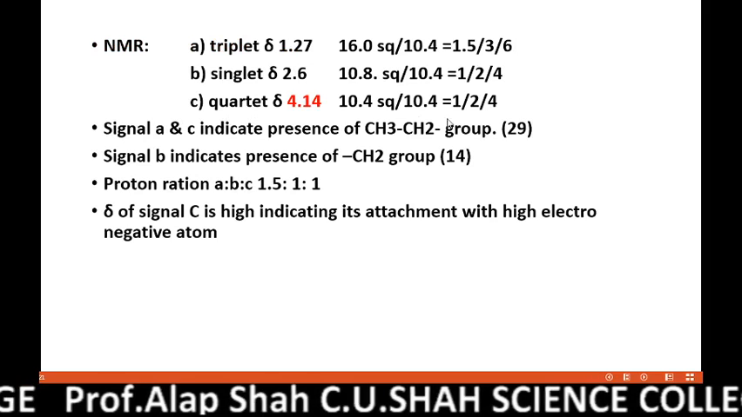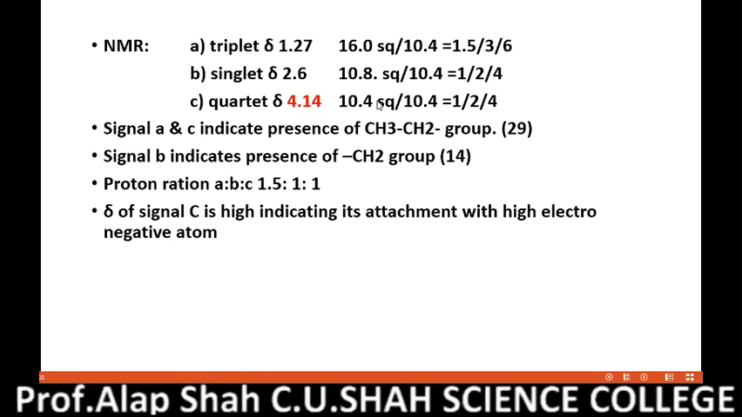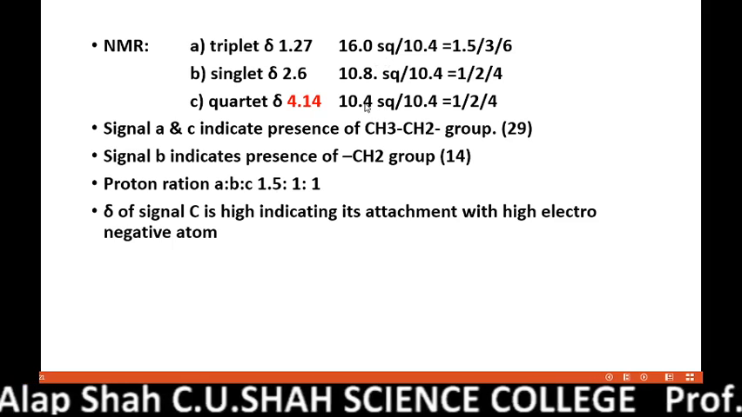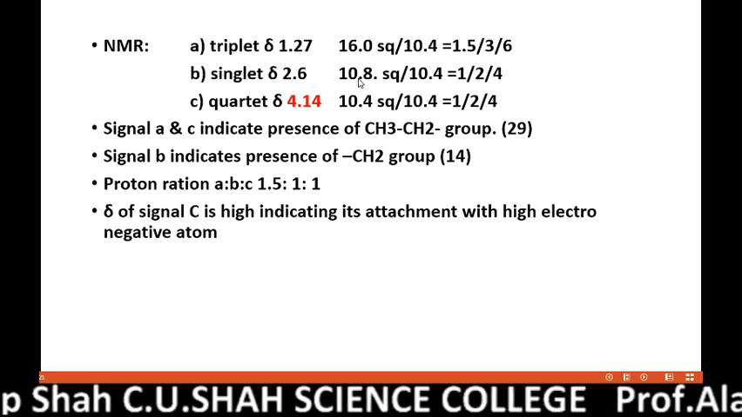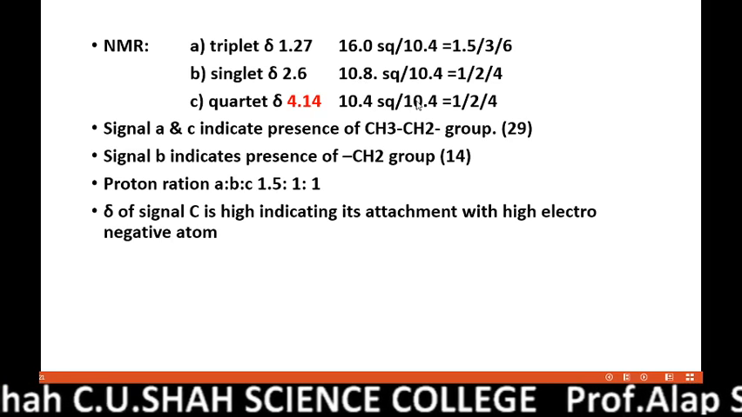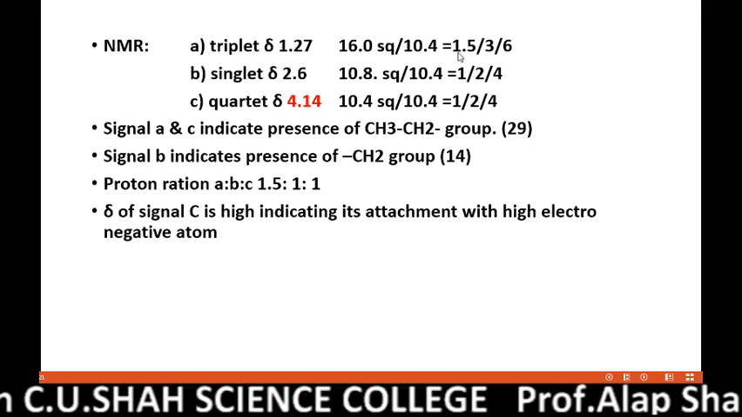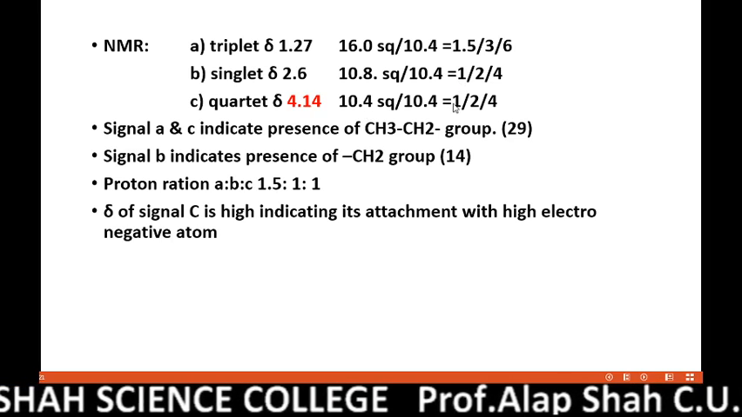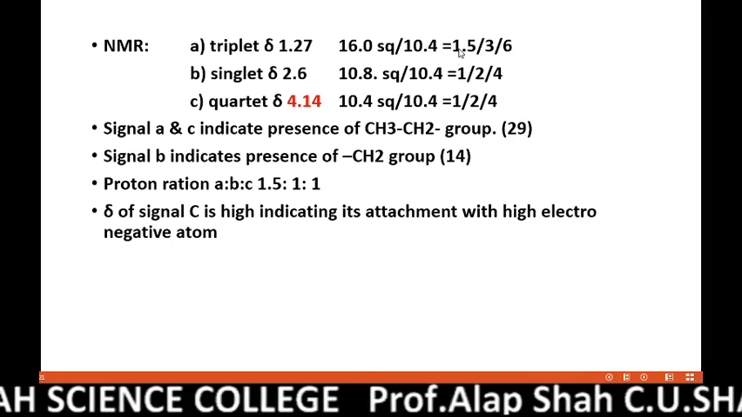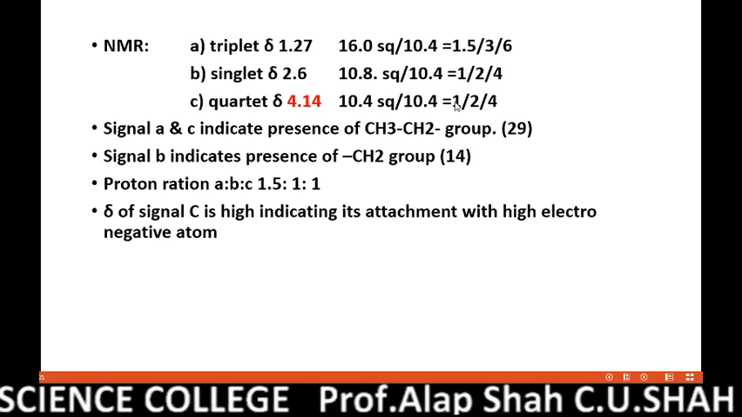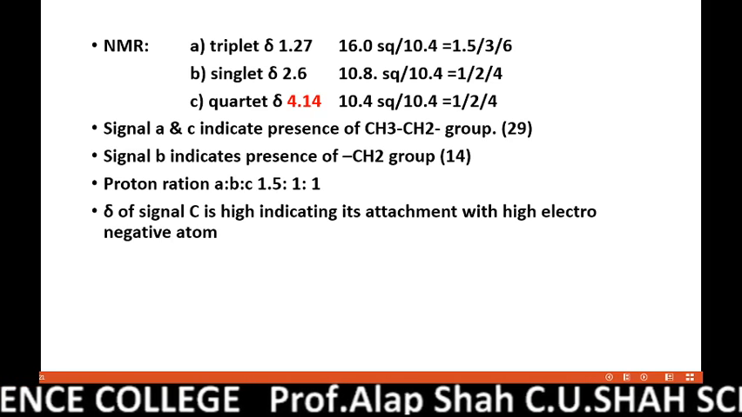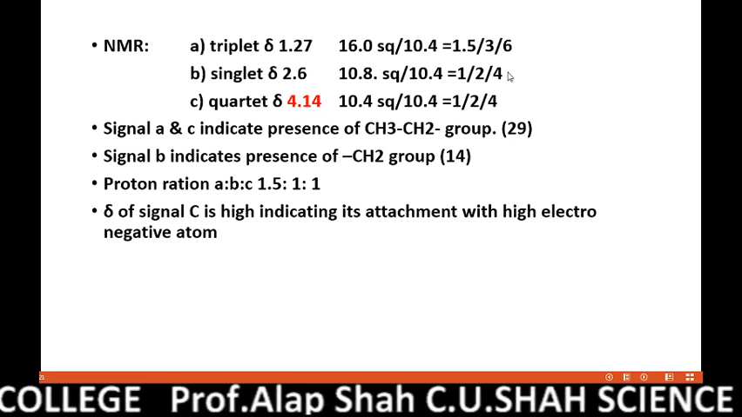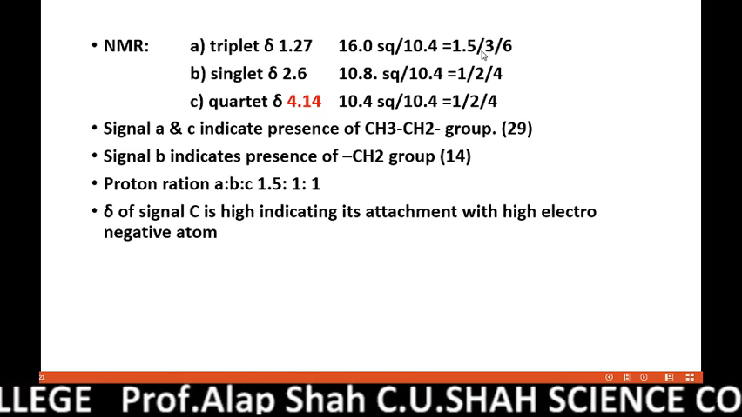First, let us calculate the proton ratio. Square values are given, so we always divide all the values with the smallest one. 10.4 is the smallest one, so 16 by 10.4, 10.8 by 10.4, 10.4 by 10.4. The answer is 1.5 and 1. This is almost 1, not exactly but almost 1, and this is 1. So the proton ratio of the three signals is 1.5 is to 1 is to 1. It is in a multiple of that, so if you double the value, then 3 is to 2 is to 2, or it could be 6 is to 4 is to 4. It is always trial and error.